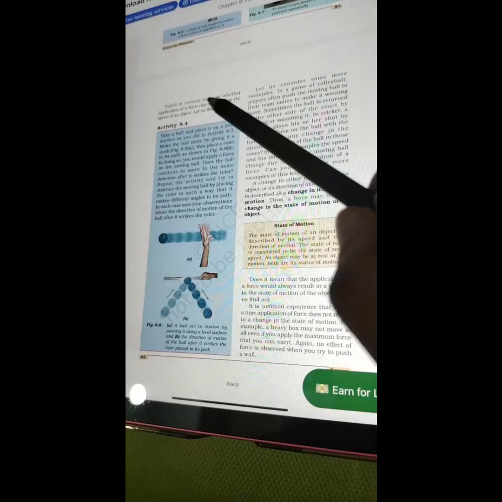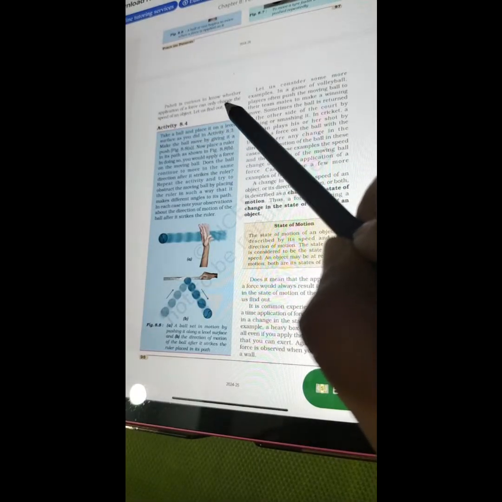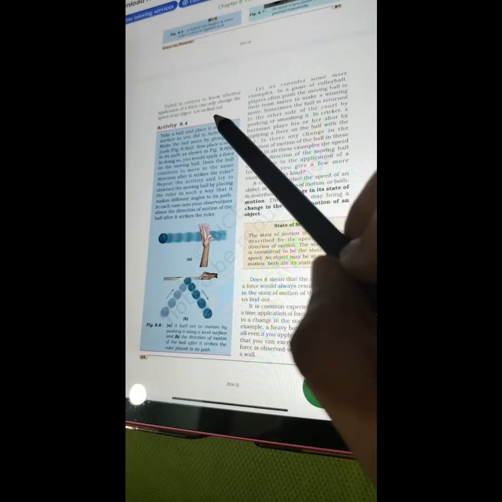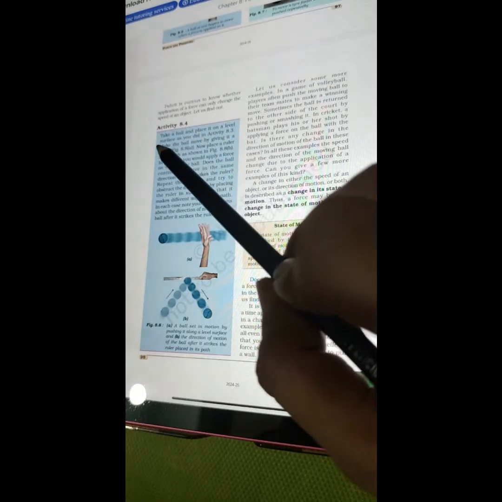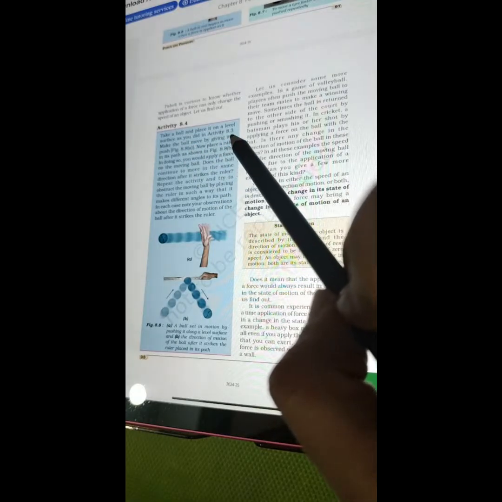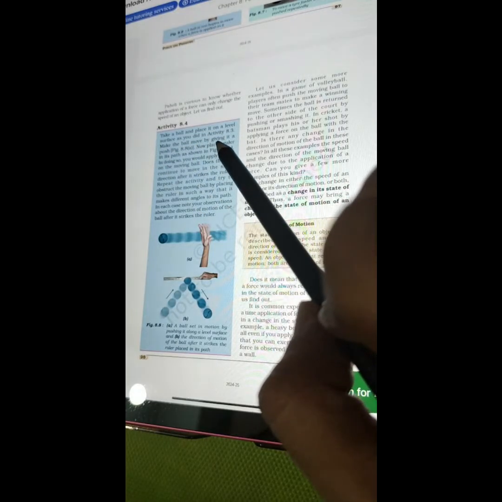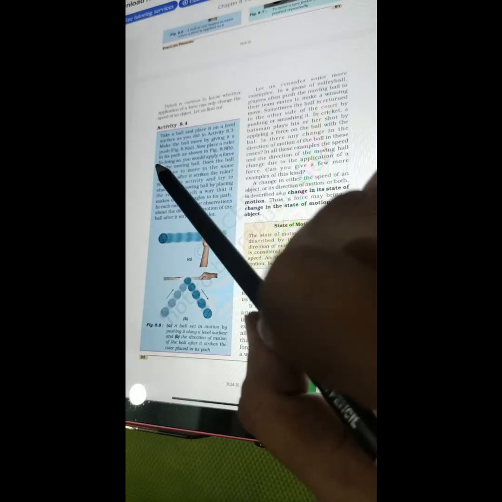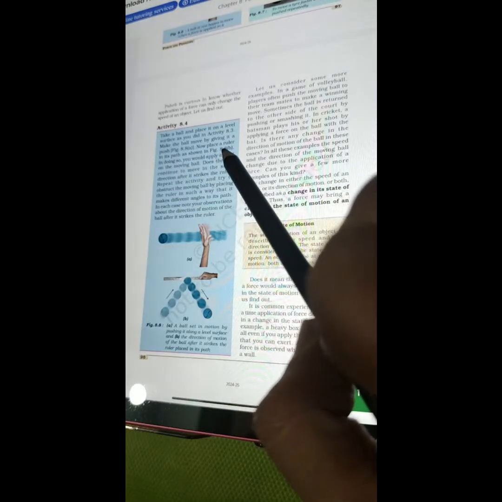Paheli is curious to know whether application of a force can only change the speed of an object. Let us find out. Activity 8.4. Take a ball and place it on the level surface as you did in Activity 8.3. Make the ball move by giving it a push. Now place a ruler in its path as shown in Figure 8.8b.